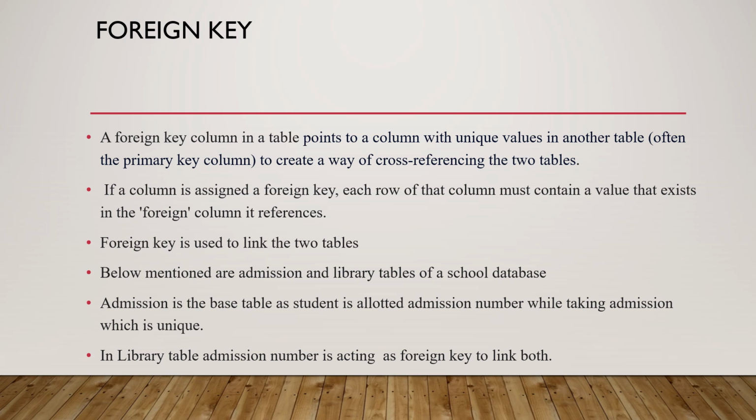If a column is assigned a foreign key, each row of one column must contain a value that exists in the foreign column of the reference. Foreign key is used to link two tables. In the next slide, we are going to see admission and library tables of a school database. Admission is the base table as the student is allotted admission number while the admission is taken, and it is unique. That is why it is made as primary key. In library table, admission number acts like a foreign key, and thus it is going to link both the tables.